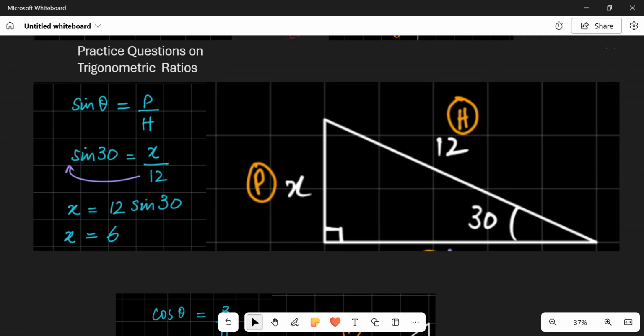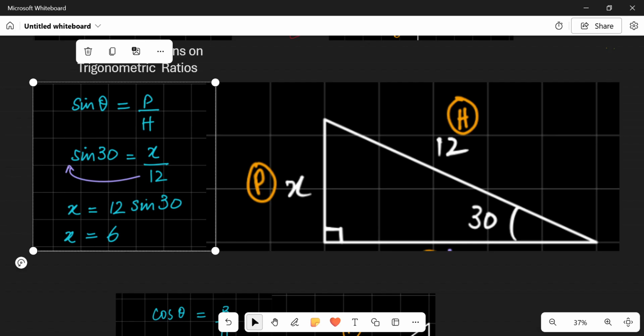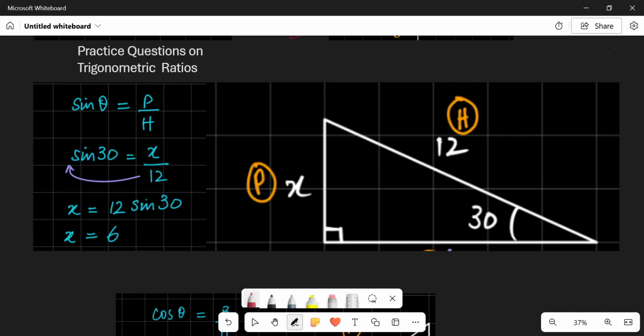Here, the first one, as you can see, a diagram is given to you. This is the perpendicular, this is the base, and this is the hypotenuse. The hypotenuse is given to you, but you need to find the value of the perpendicular, because it's marked x here. And we can see that the angle is 30 degrees. So how are you going to find it? First of all, you need to figure out which formula we can use. Does this belong to sine, cos, or tangent?